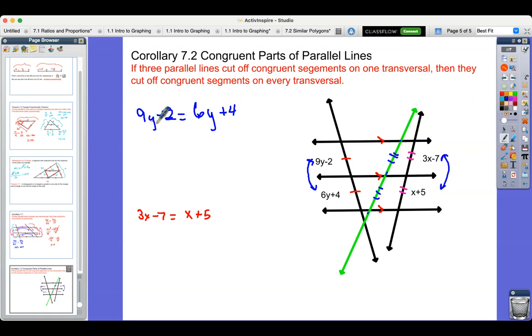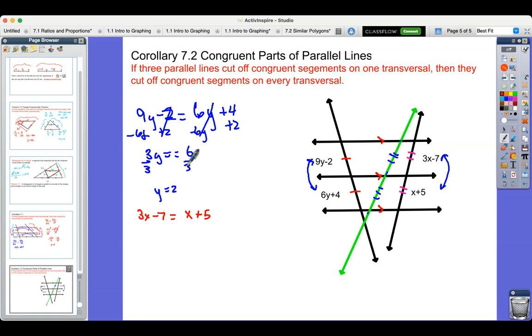So start with this one right here. We'll go ahead and add 2, and then we'll subtract 6y to the bigger side. We're left with 3y equals 6. Divide by 3, y'all. You get y equals 2.